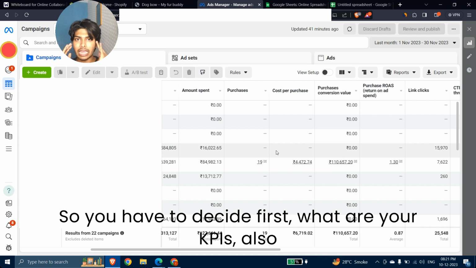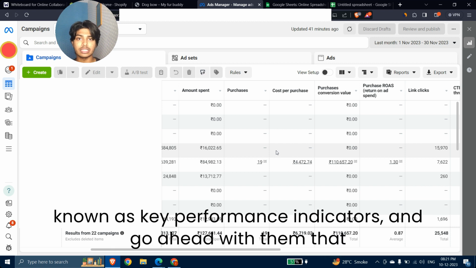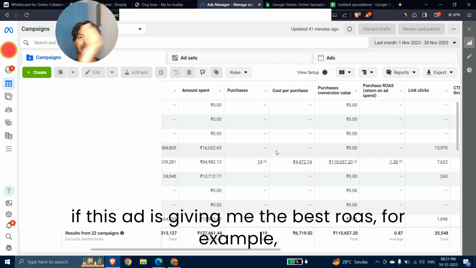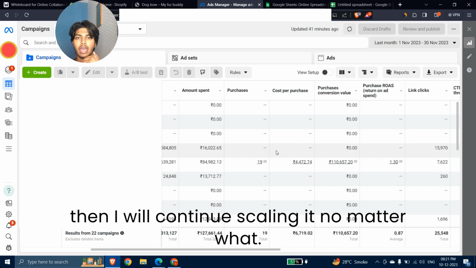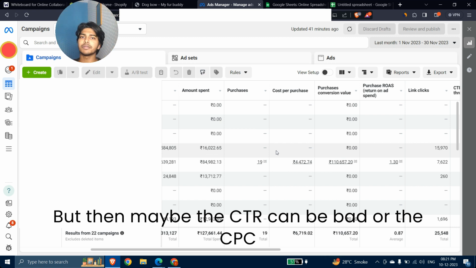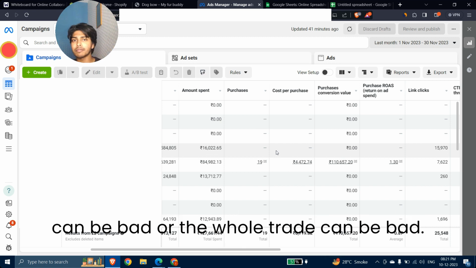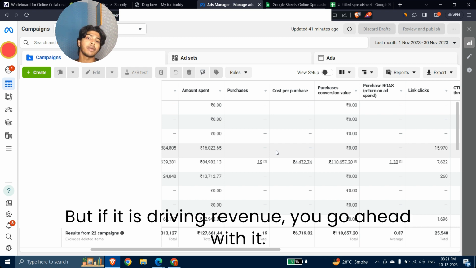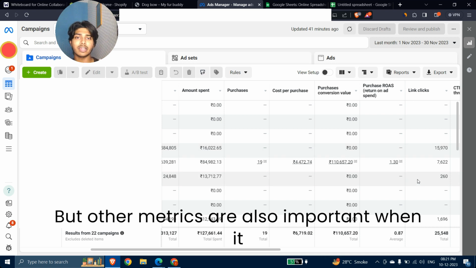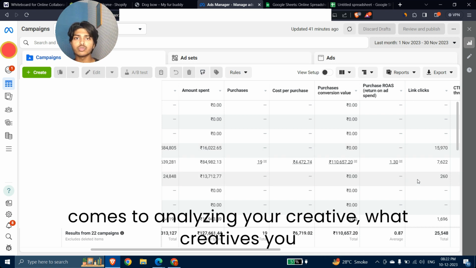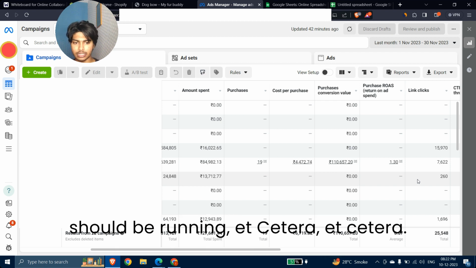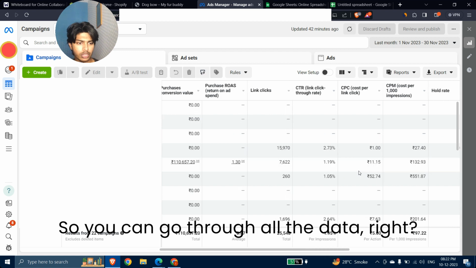So you have to decide first what your KPIs, also known as key performance indicators, are, and go ahead with them. If this ad is giving me the best ROAS, for example, then I will continue scaling it no matter what. Maybe the CTR can be bad, or the CPC can be bad, or the hold rate can be bad. But if it is driving revenue, you go ahead with it. So you have to decide that first. But other metrics are also important when it comes to analyzing your creative, what creatives you should be running, etc. So you can go through all the data, right?